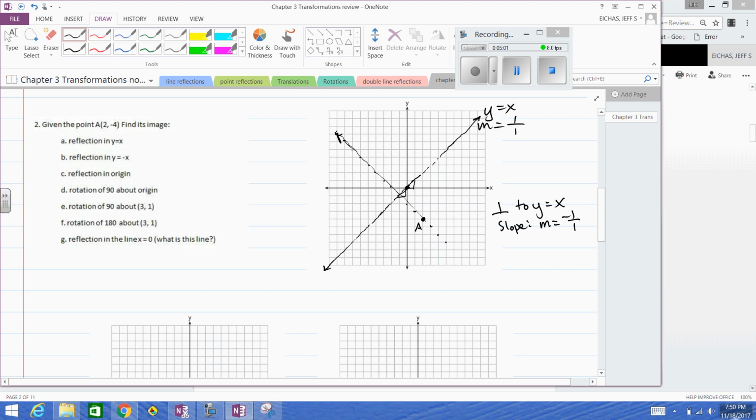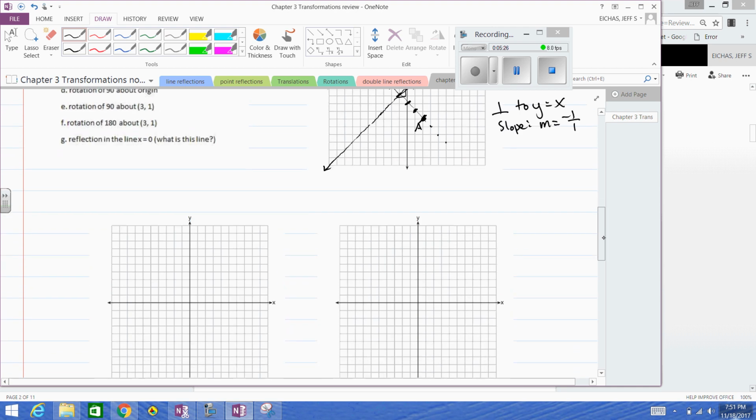Now, after we get the path down, we'll count the squares. So start here. That's 1, 2, 3 diagonals. So let's do it again. 1, 2, 3. And that's where A prime is going to land. There is another rule here. You could just switch the coordinates, -4, 2. Okay. Does work.